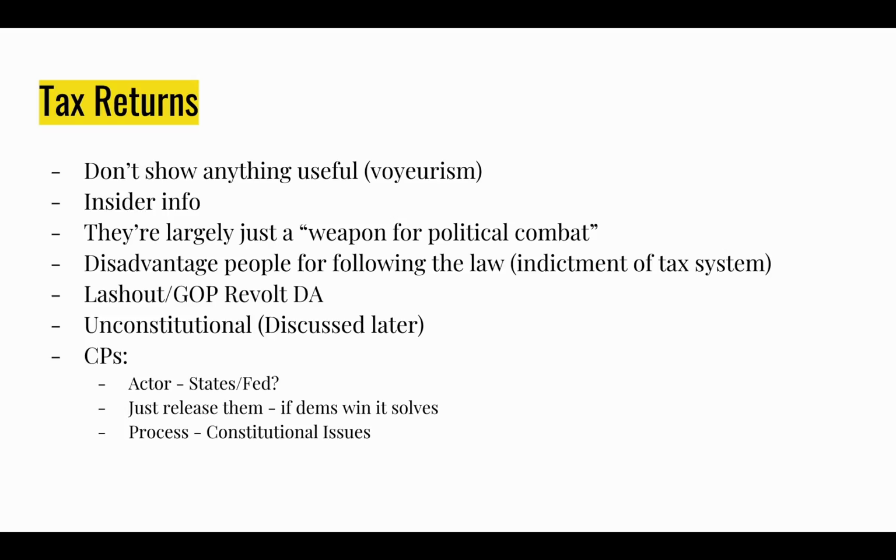One author described them as just a weapon for political combat. Certainly, were tax returns to be released, people would attack others. If Trump's tax returns came out and they were 13%, or some other very low number for the amount of money he made, Clinton certainly would have attacked him. And were it a Democrat who paid very little and a Republican paying a lot, the Republican certainly would have attacked them.